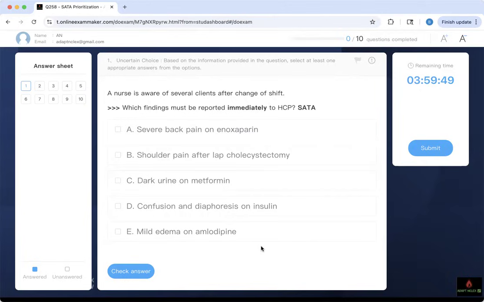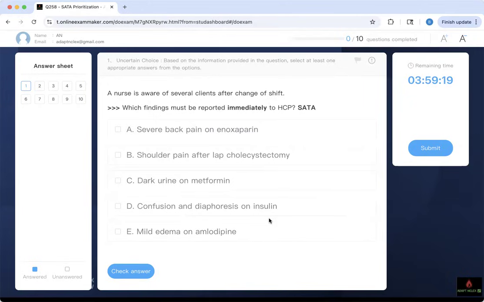One question in front of you is a select or apply, but at the same time, prioritization. You don't have to pick everything. When you see SATA prioritization, look at each individual case as one. Don't compare it to the other one. Think about it: if I see one patient with this problem, what would I do? That's all. That's the concept. Strategy. Select or apply. Which finding must be reported immediately to the provider?